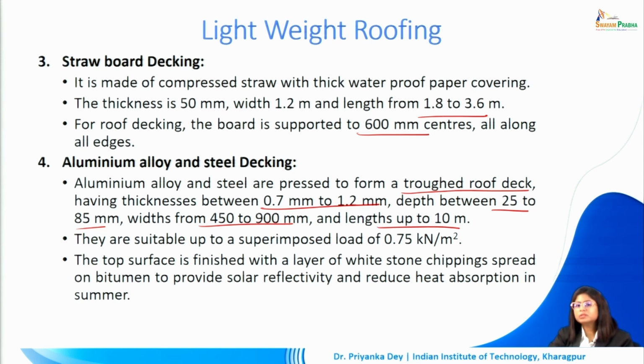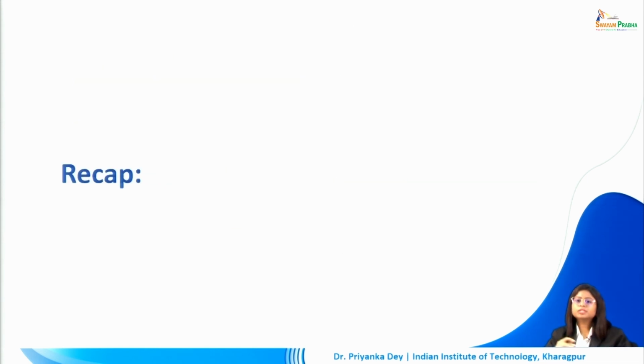The top surface is finished with a layer of white stone chippings which are spread on bitumen to provide solar reflectability and reduce the heat absorption in summer. So, those were the different types of roof coverings that we can use in our structure.